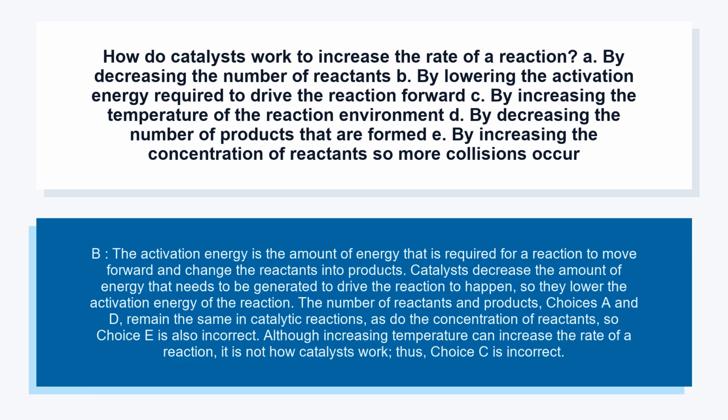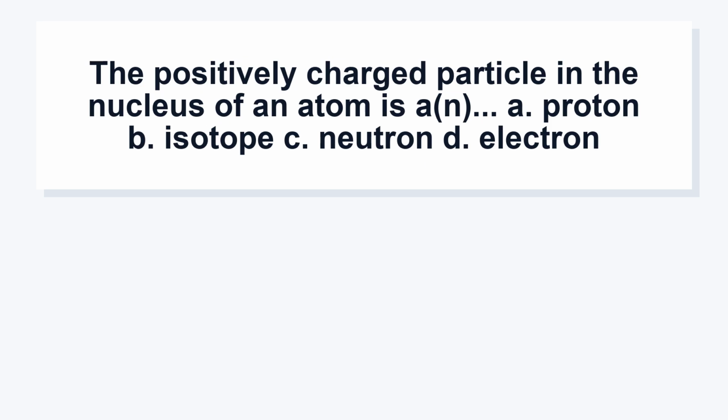B. The activation energy is the amount of energy that is required for a reaction to move forward and change the reactants into products. Catalysts decrease the amount of energy that needs to be generated to drive the reaction to happen, so they lower the activation energy of the reaction. The number of reactants and products, choices A and D, remain the same in catalytic reactions, as do the concentration of reactants, so choice E is also incorrect. Although increasing temperature can increase the rate of a reaction, it is not how catalysts work, thus, choice C is incorrect.